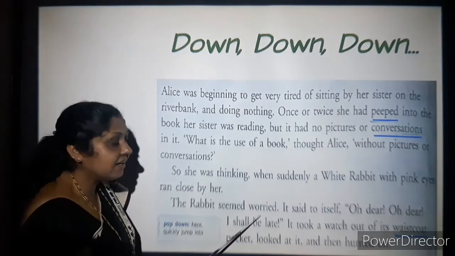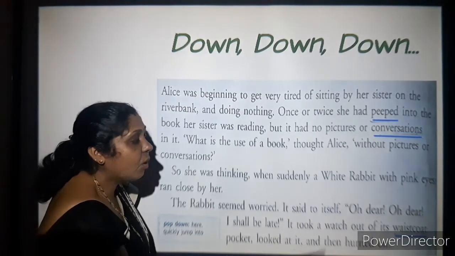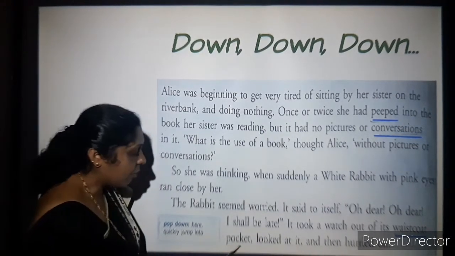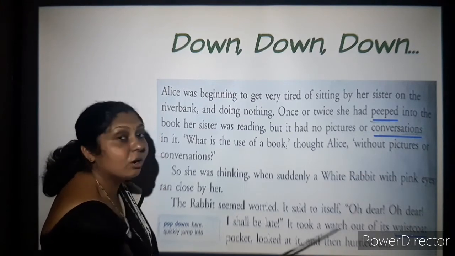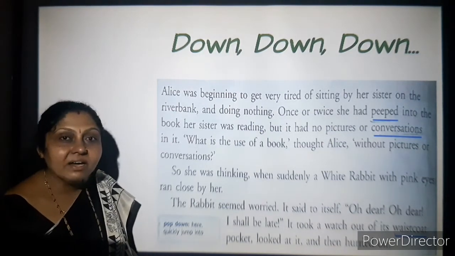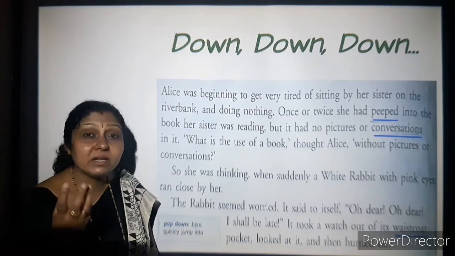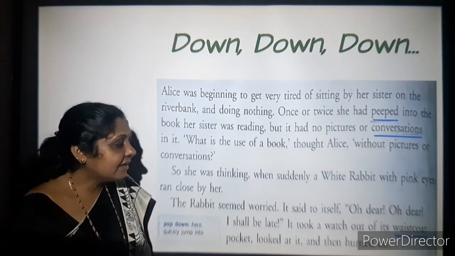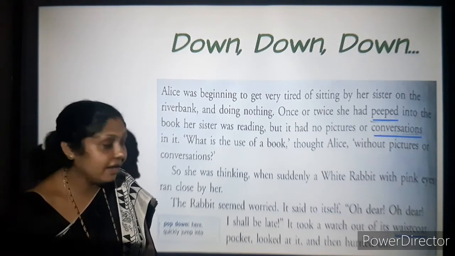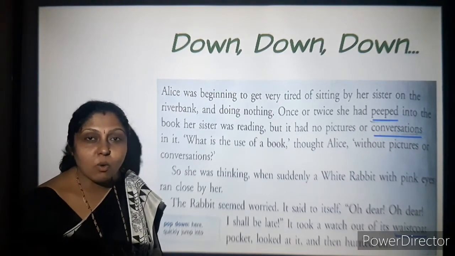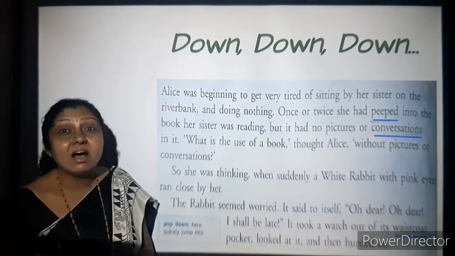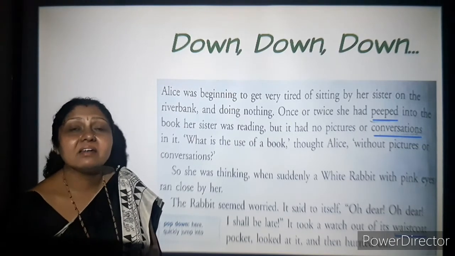The rabbit seemed worried. It said to itself, oh dear, I shall be late. It took a watch out of its waistcoat pocket, looked at it, and then hurried on. See, completely an imaginary world. So here, what does the rabbit do? It ran by her, but it seemed worried. So it had some tension or problem. And it went on talking, oh dear, I shall be late, I'm getting late. And what did it do? It took out a watch from the waistcoat pocket, and again it was in a very hurried situation. Hurried on means it ran very fast.